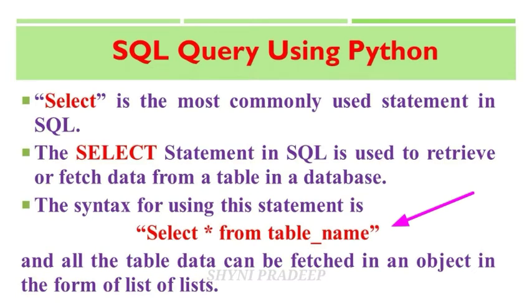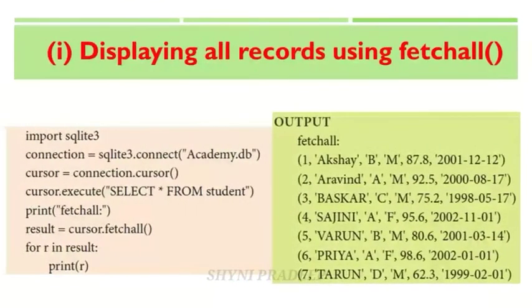Select star from table name. Here you have to write the table name. Table name is what? Student. And all the table data can be fetched in an object in the form of a list of lists. Next, displaying all records using fetchall.